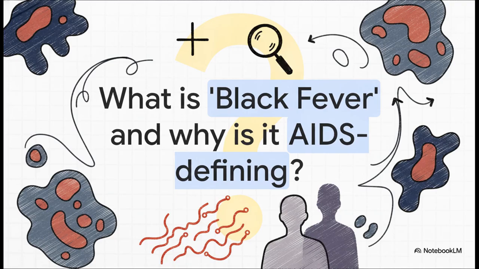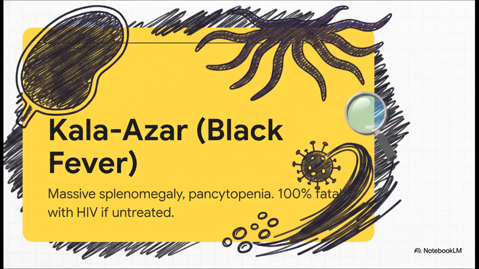So let's snap our attention to that deadliest presentation for trap number 1. Here's a classic Socratic question they love to throw at you. What exactly is black fever, and why is it considered an AIDS-defining illness? Well, black fever is Kala-Azar.